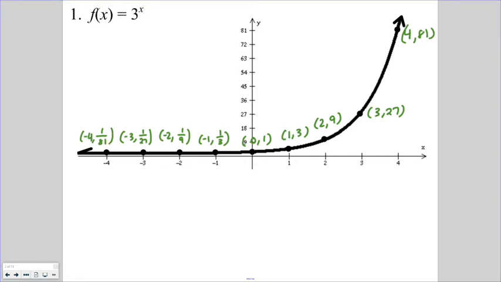Now we also know that there is an asymptote here. We are never going to cross the x-axis. That's because we can never take the number 3 and raise it to any power to get 0 or any negative number. So our asymptote then is the line y is equal to 0. And if we're looking at the domain and the range, the domain here is all real numbers. I can plug in any number for x, but the range is going to be all the values of y that are strictly greater than 0.